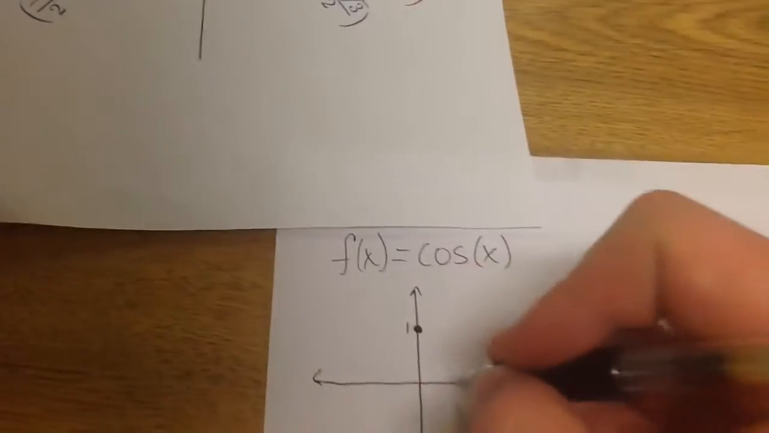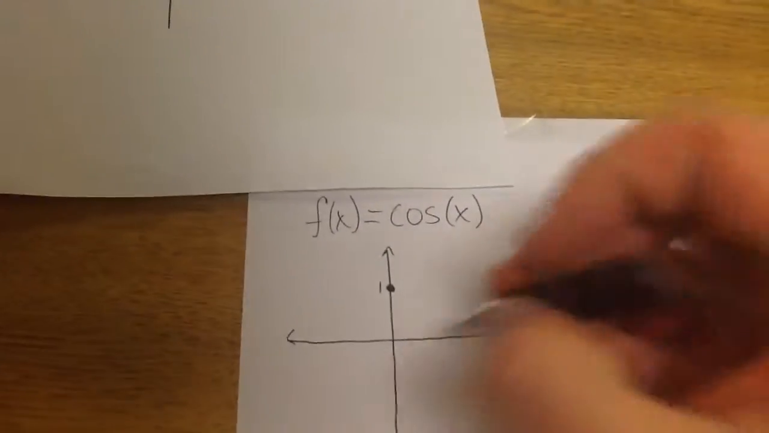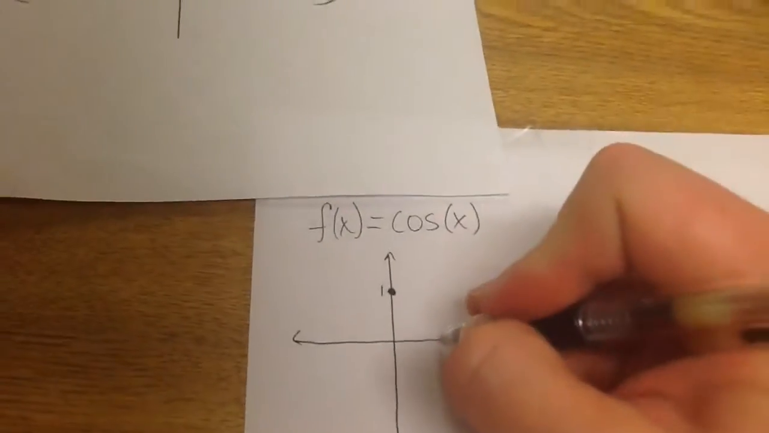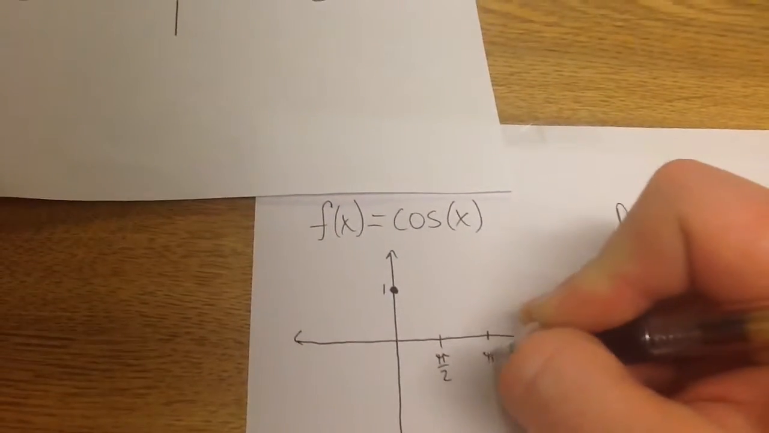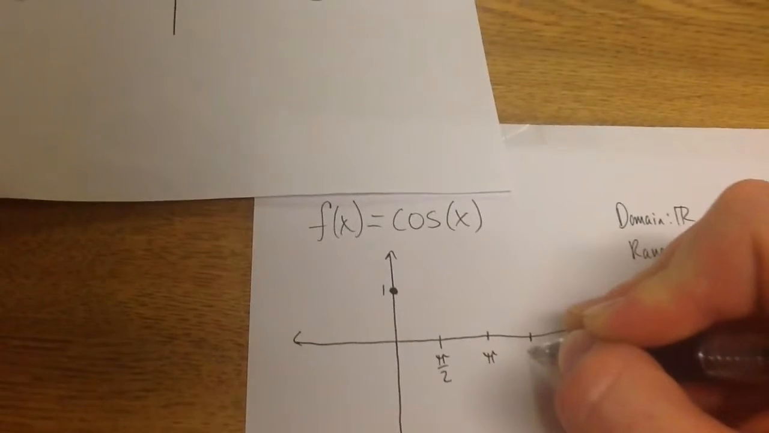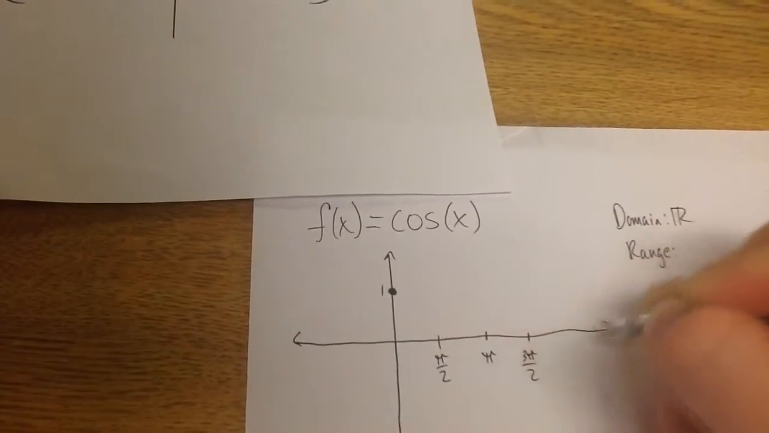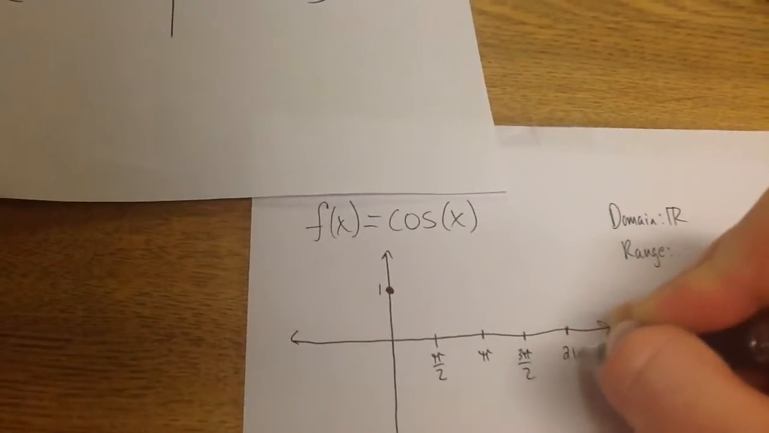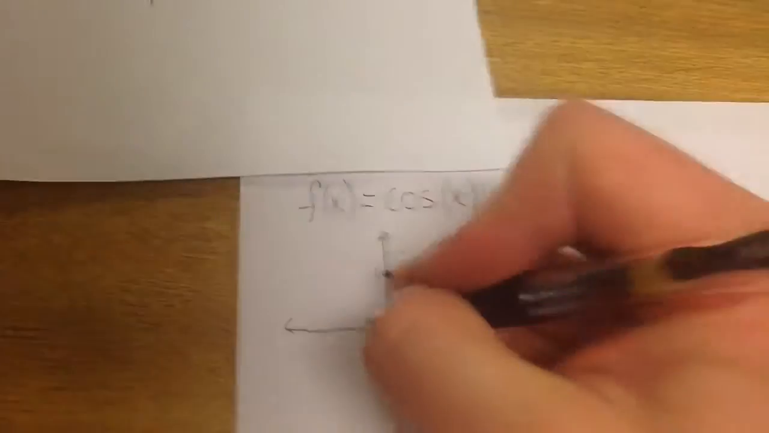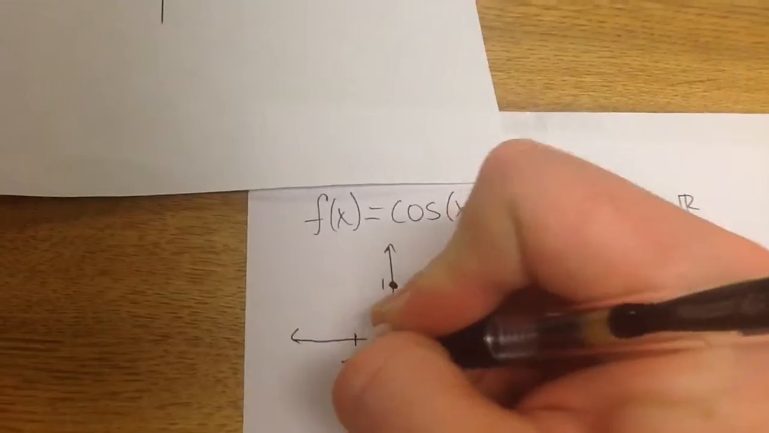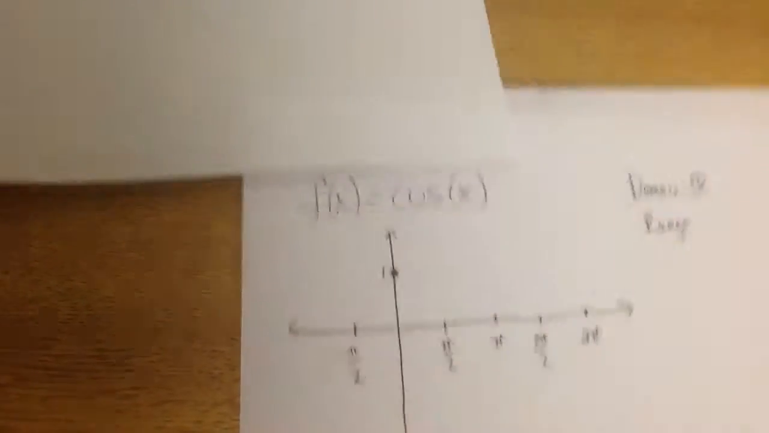On my x-axis, I'm not going to go 1, 2, 3, 4, 5. Instead, I'm going to go, here's pi over 2. Here's pi. Here's 3 pi over 2. Here's 2 pi. Right? Those are just numbers. I can go by whatever I want on my axes. It doesn't matter. Here's negative pi over 2. So in this case, I'm going by pi over 2's.